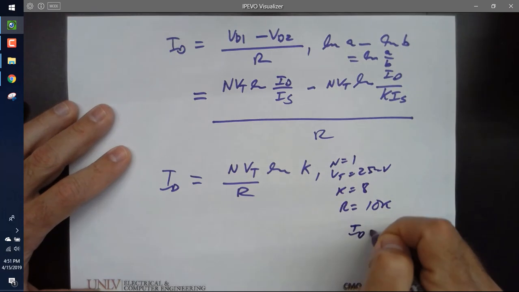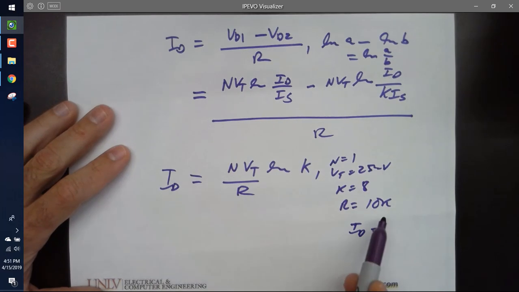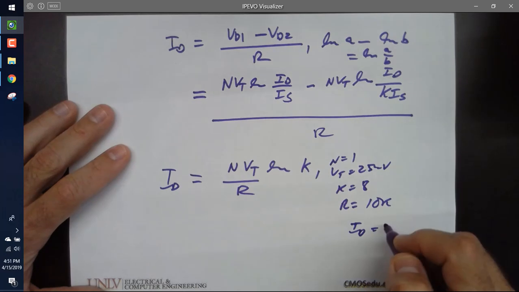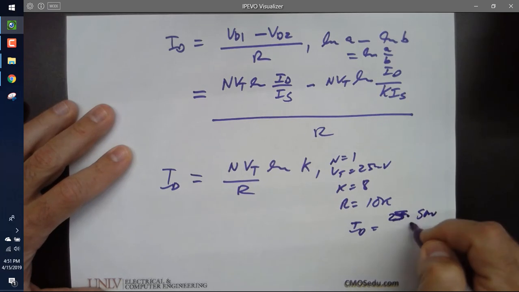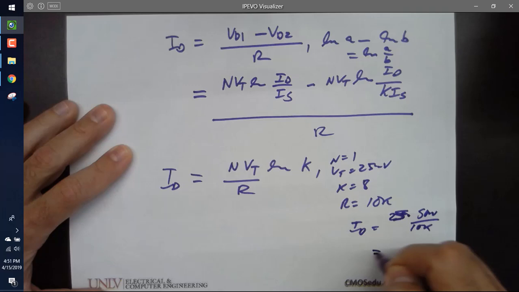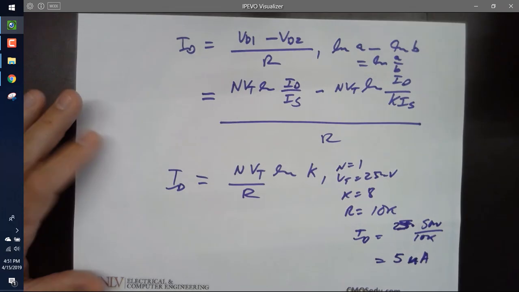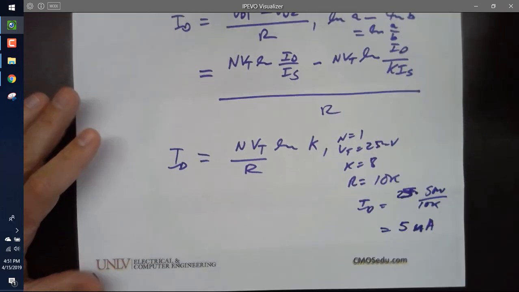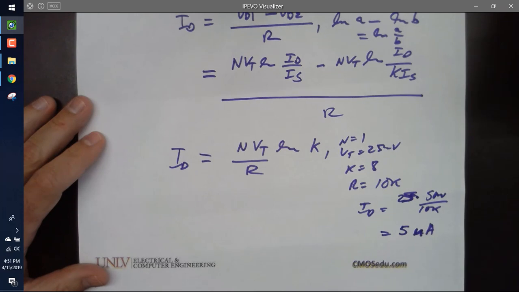What is ID? See, 25 millivolts times 2 is 50 millivolts, divided by 10K. So that would be 50 millivolts over 10K, which is 5 microamps. Just as an example. Yay or nay? Anybody not follow that?